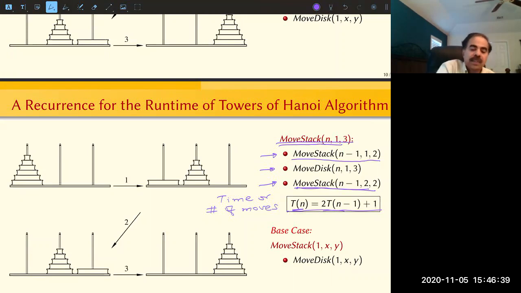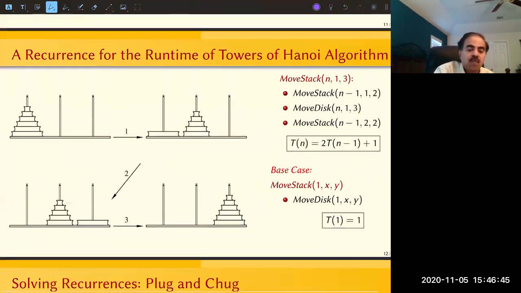Okay. And once again, for the base case, we just have one operation. So we can say that T of 1 is simply 1, right? Because all that you need to do is to move a disk of size 1. Okay. So this is how we start from an algorithm and arrive at something that corresponds to the runtime of the algorithm.